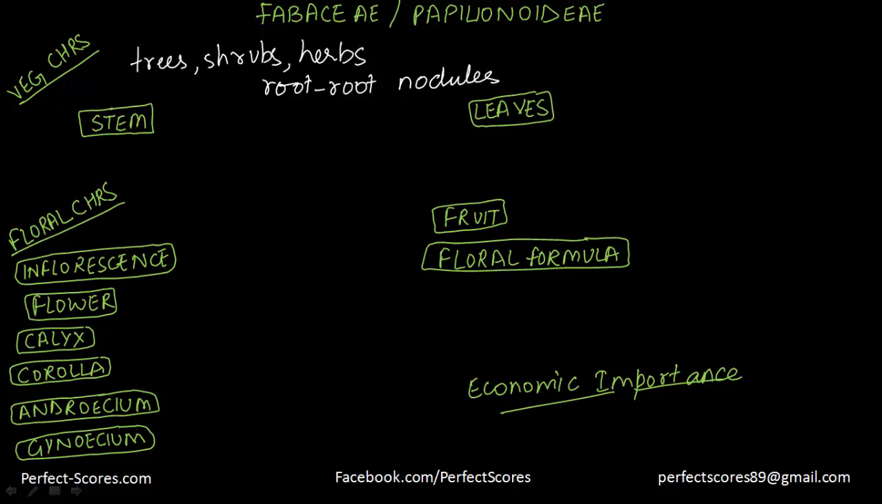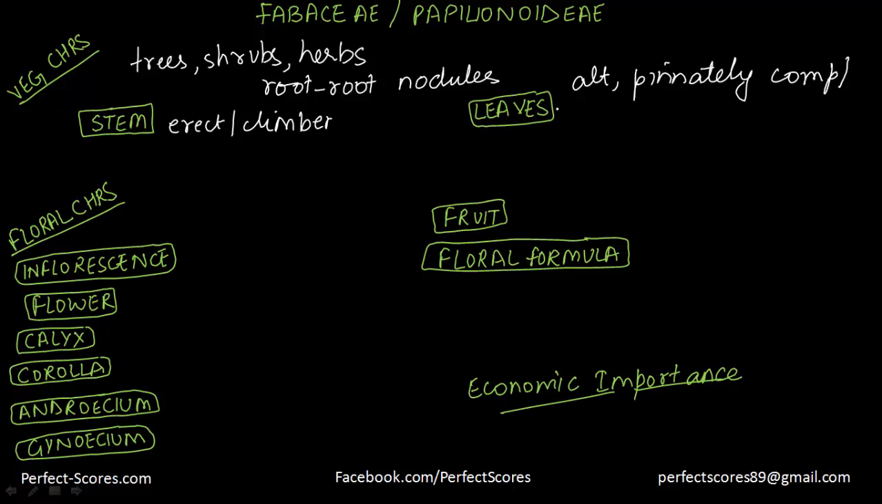Coming to the stem, stem is either erect or it is a climber stem. The leaves are alternate. They are pinnately compound, or they can also be simple. The leaf base is pulvinate. And the venation is reticulate because it's a dicot.